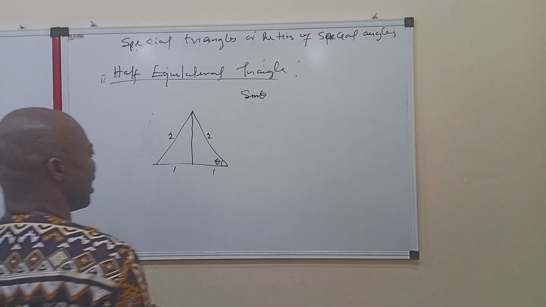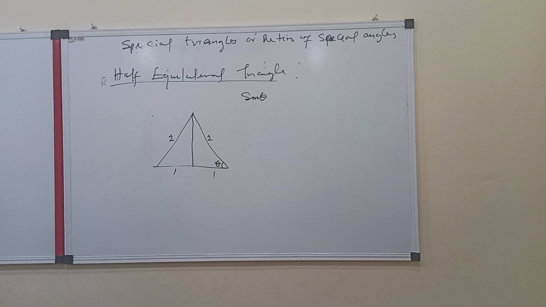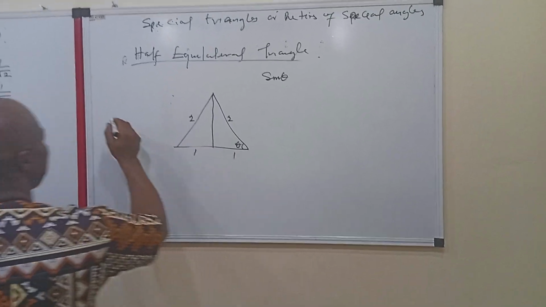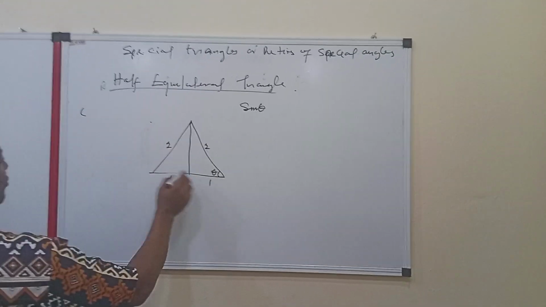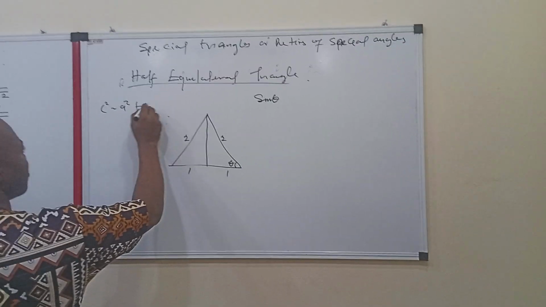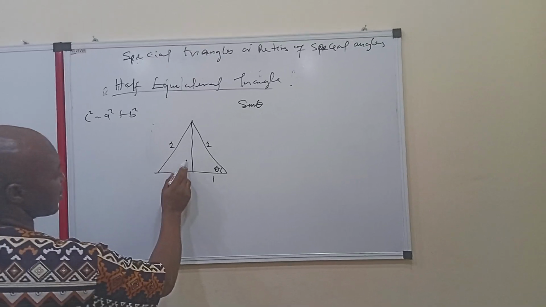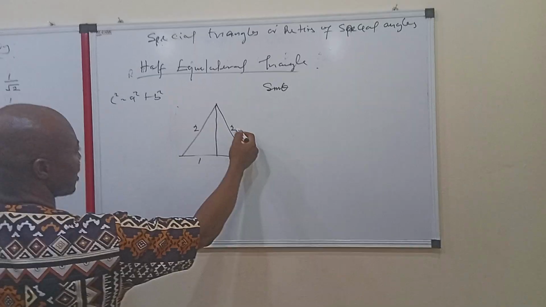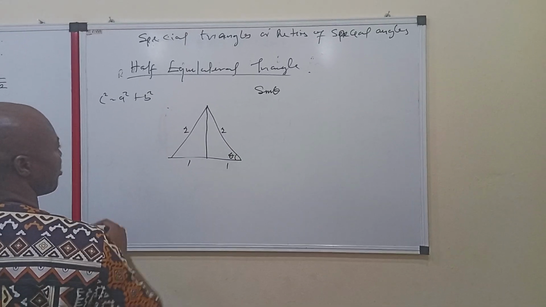Opposite over hypotenuse. That's what we have. Meaning that we have to determine this point here. From our Pythagoras theorem, where we have c squared is equal to a squared plus b squared. This is our c, this is our a, this is our b.